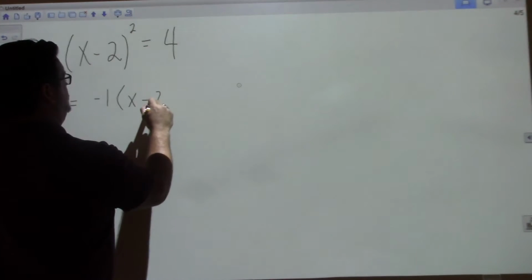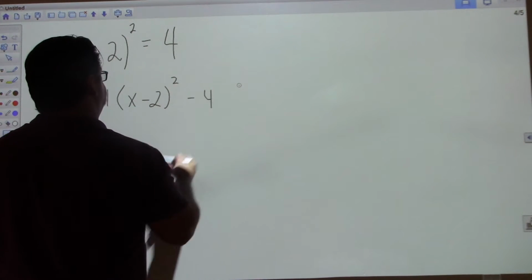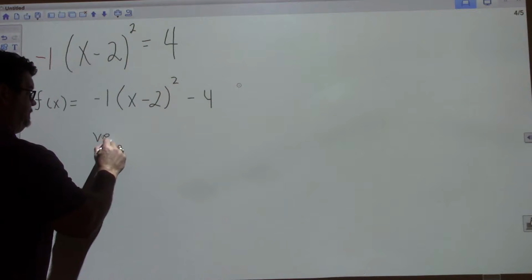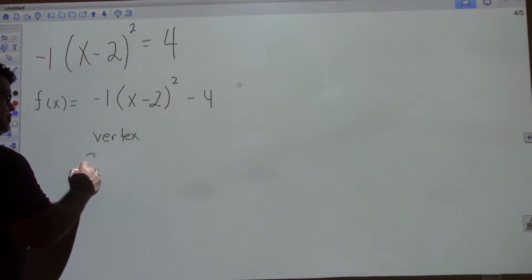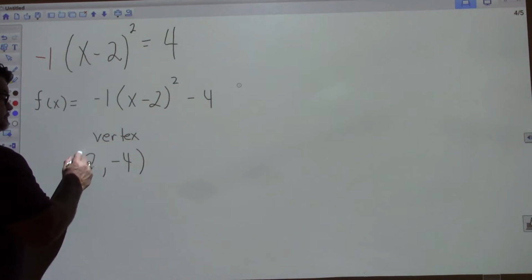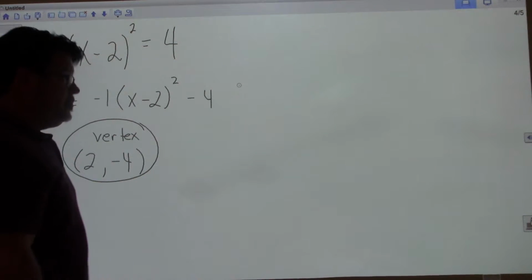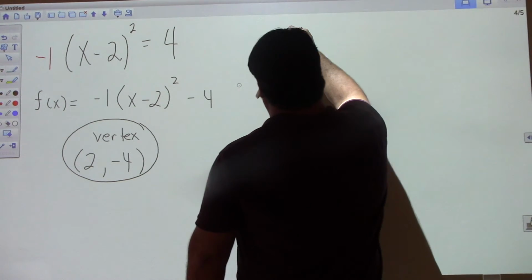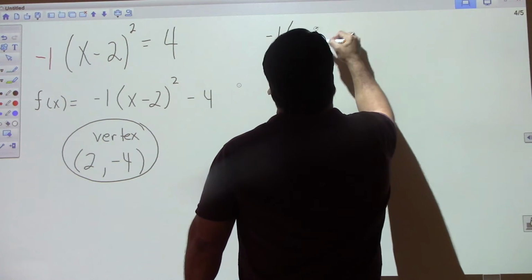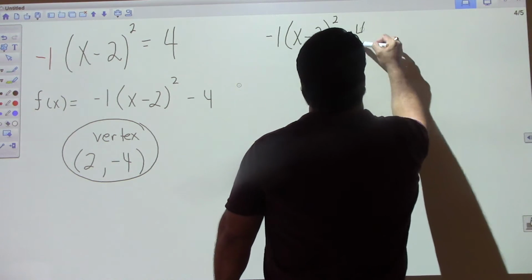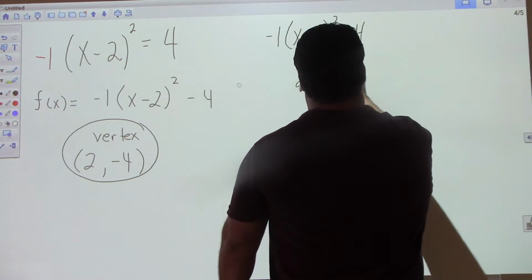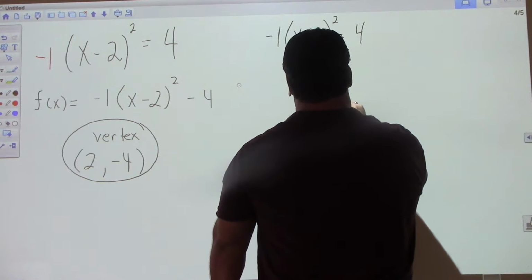All right, again. Okay. Now, at this point, you could write f of x is equal to negative 1 times x minus 2, quantity squared, plus 4. And your vertex is 2, comma, 4. Or you could just write negative 1, x minus 2, quantity squared is equal to 4. Take the opposite of this, take the opposite of this, and that's your vertex.